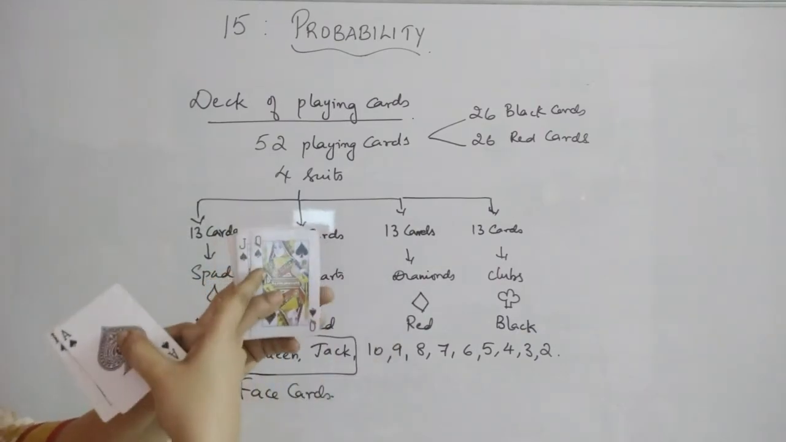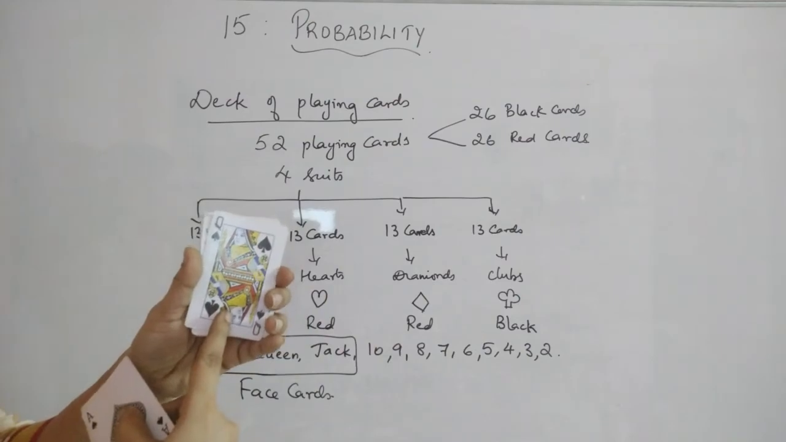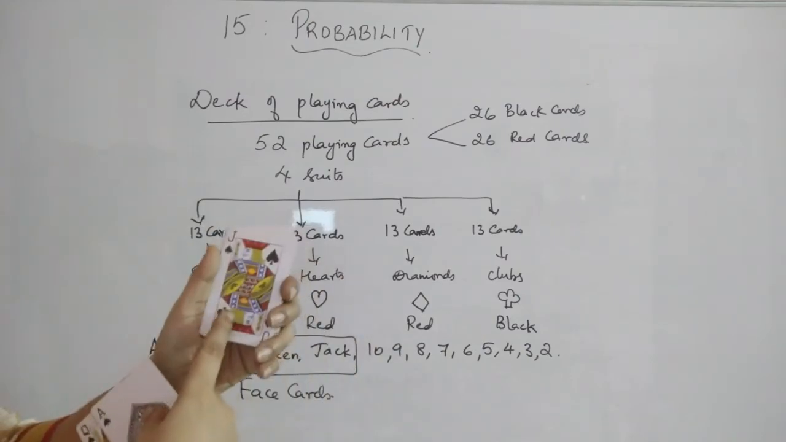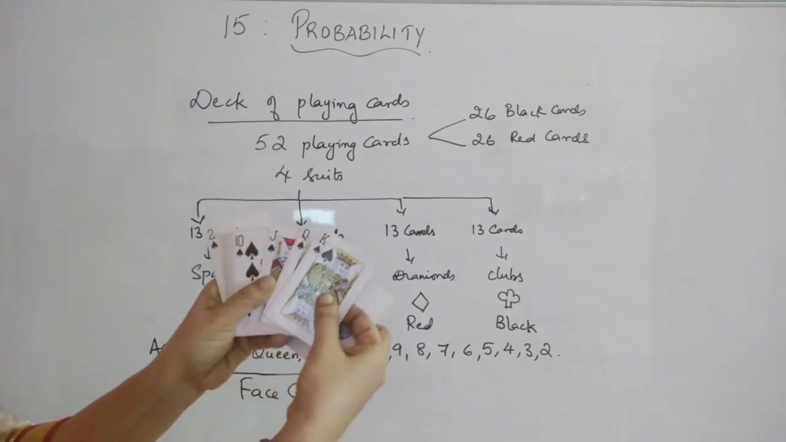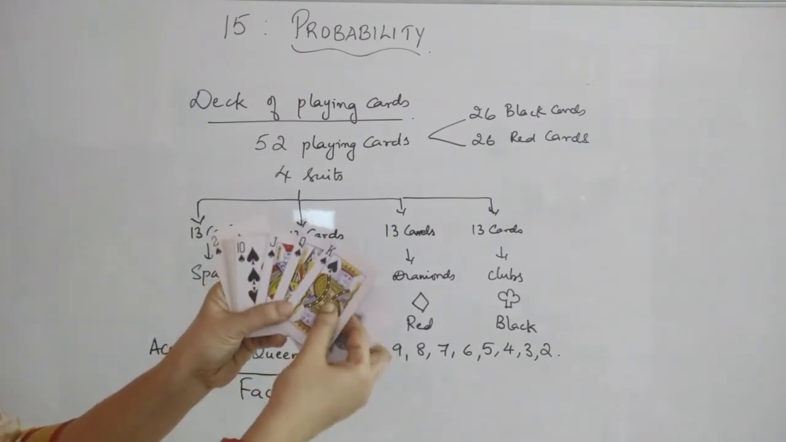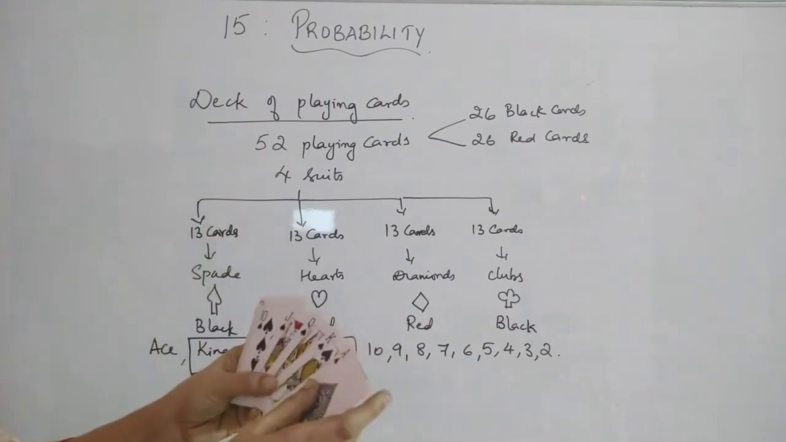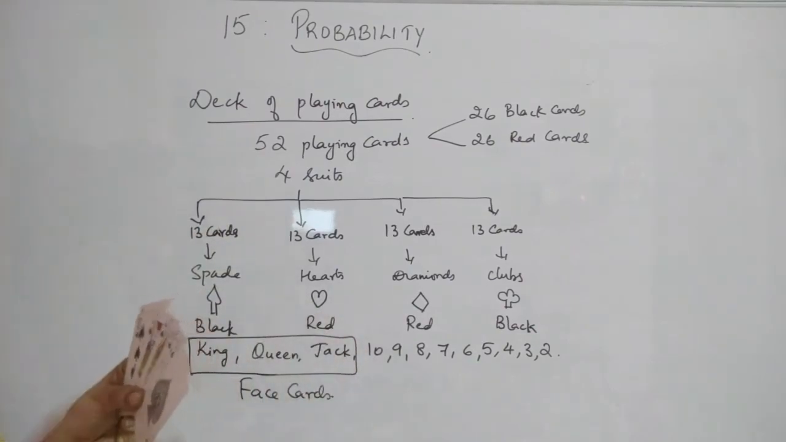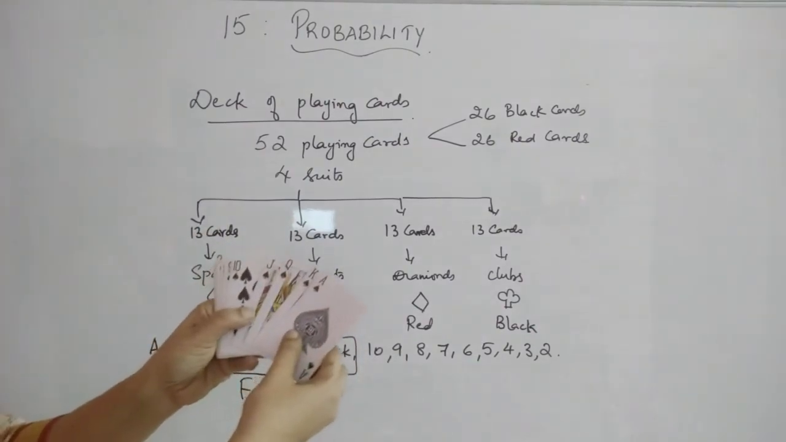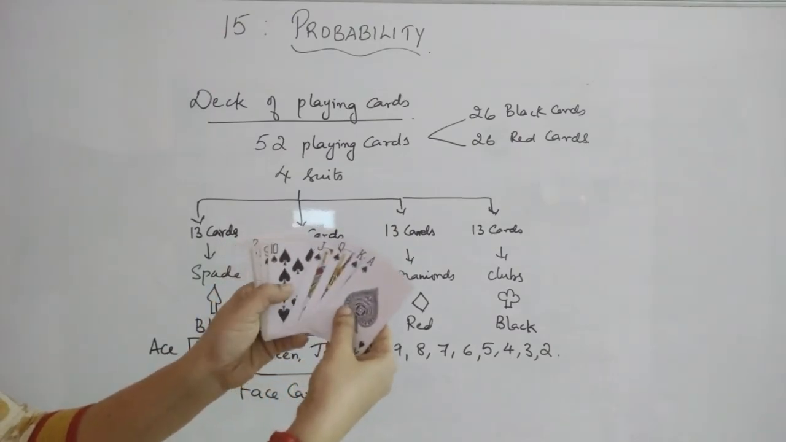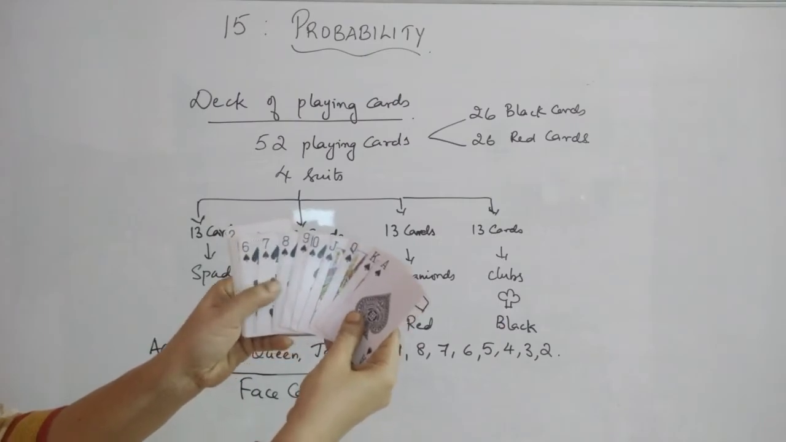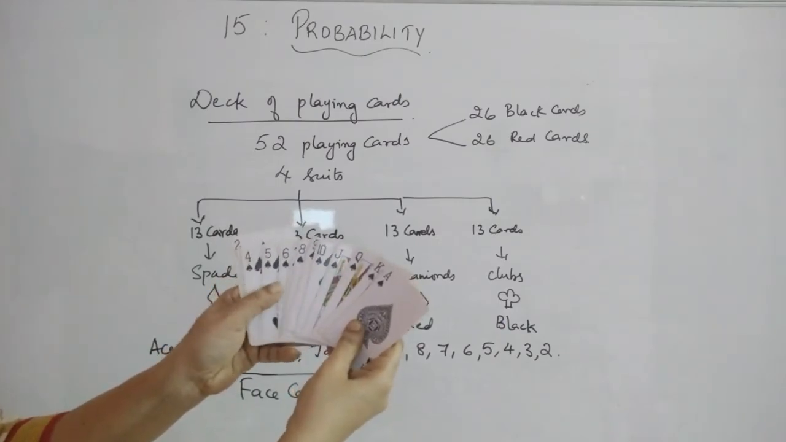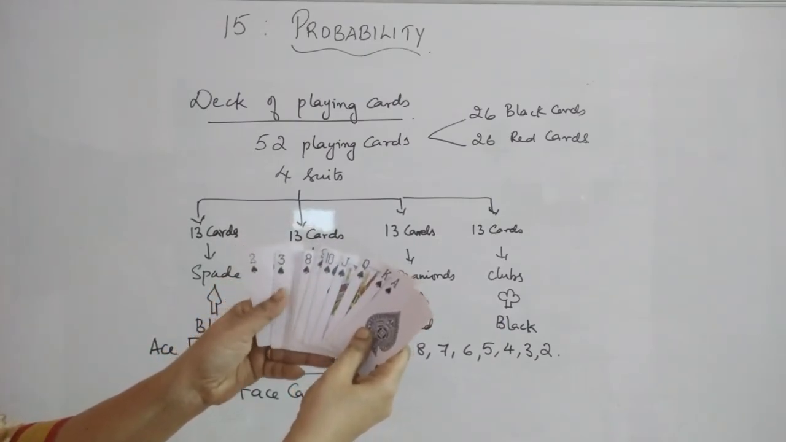Then you have queen, again a face card. Then jack, which is again a face card. So you have 3 face cards, king, queen and jack, and it will be the same for each of the suits. You have 4 suits, so 4 into 3, 12 face cards altogether. Okay, now after that you have 10, 9, 8, 7, 6, 5, 4, 3, 2.